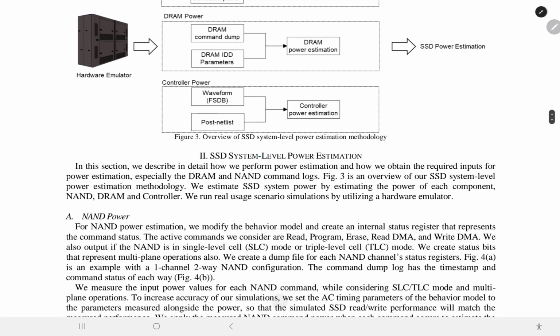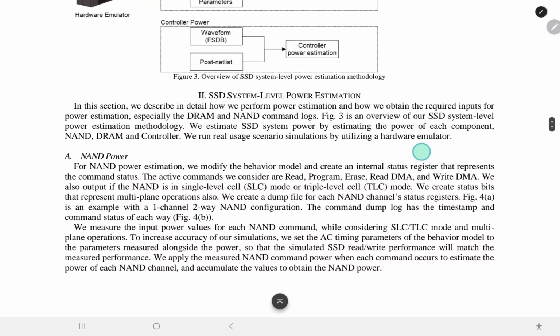The SSD system level power estimation. In this section, we describe in detail how we perform the power estimation and how we obtain the required input for power estimation, especially the DRAM and NAND command loads. Figure 3 is an overview of our SSD system level power estimation methodology. We estimate SSD system power by estimating the power of each component: NAND, DRAM, and controller. We run real usage scenario simulations by utilizing the hardware emulator.